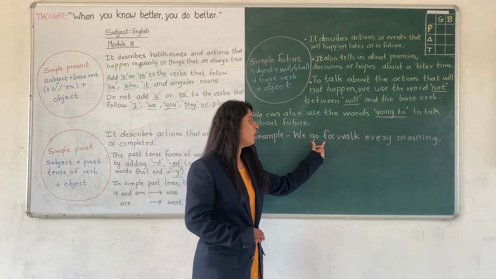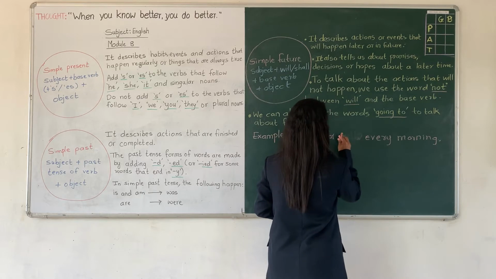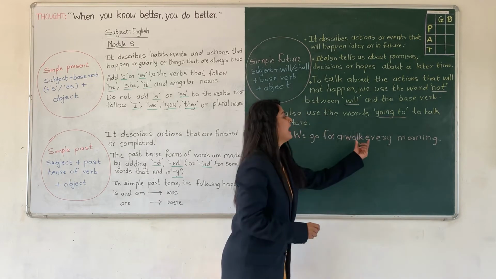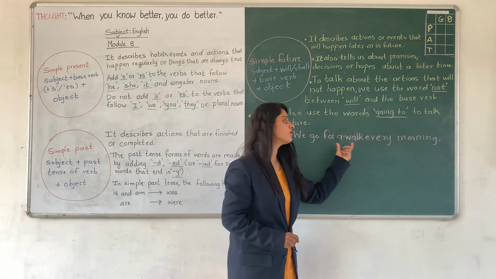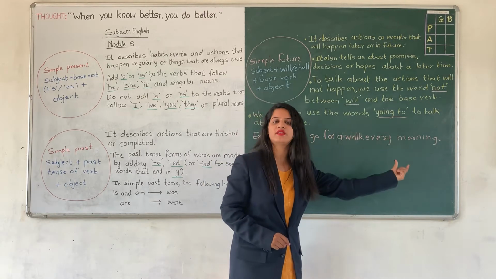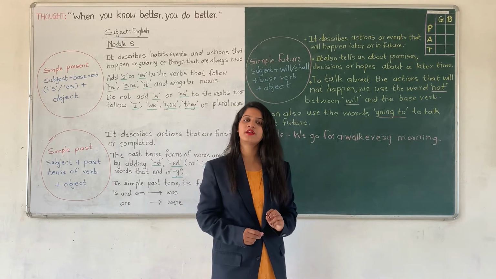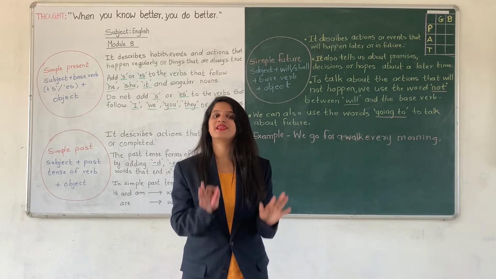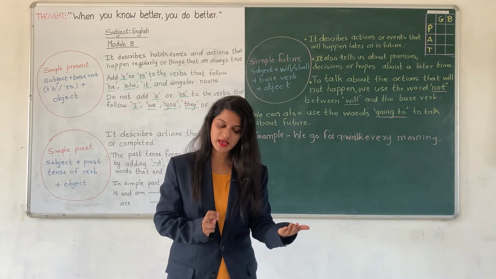Okay, so we go for a walk every morning. We go for a walk. Go is the verb, and for a walk every morning is the object. Alright? So understood? This is the sentence we have written in simple present tense. Let us write one more example.